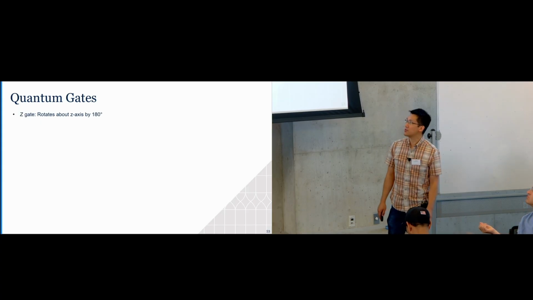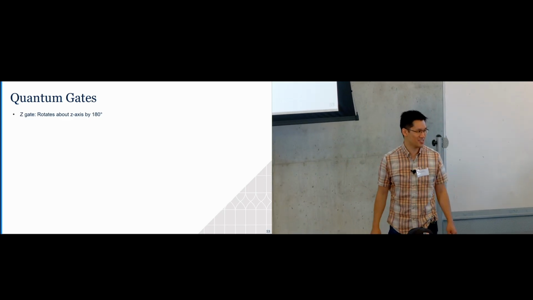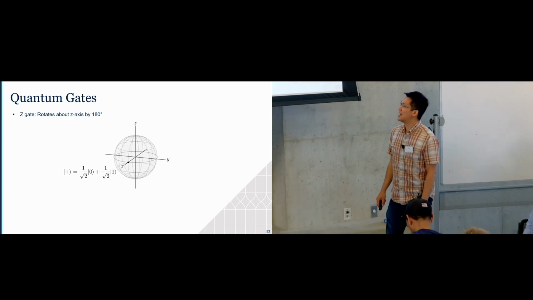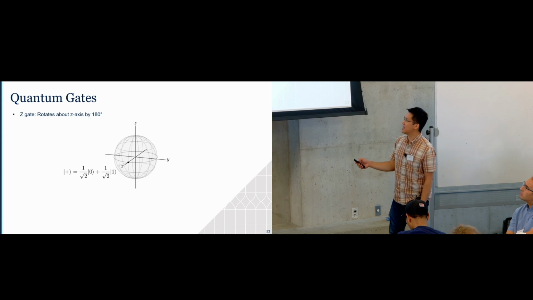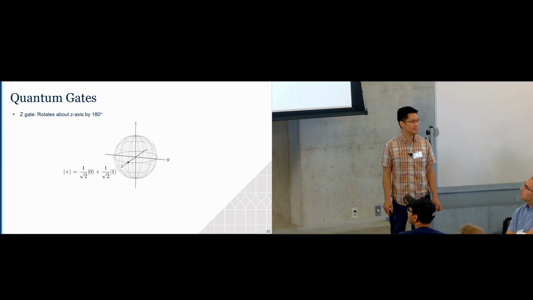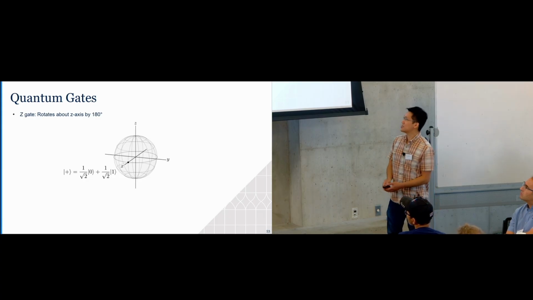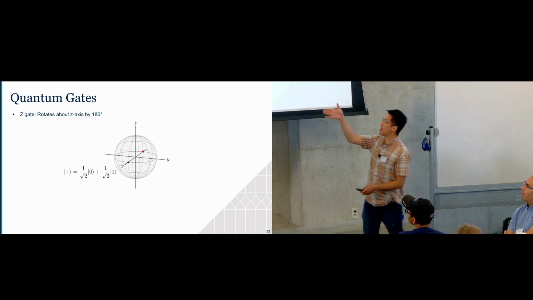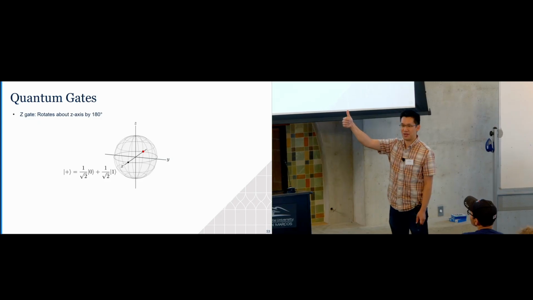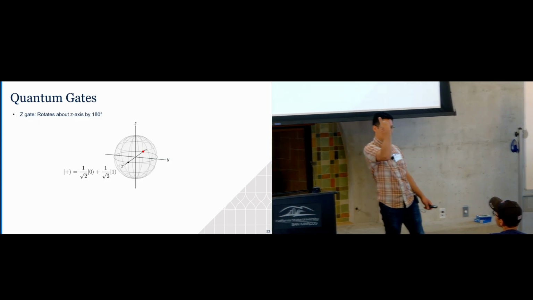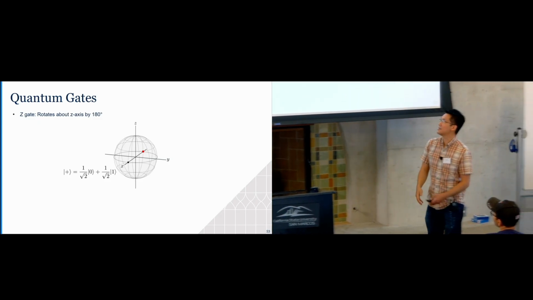A z gate rotates around the z-axis by 180 degrees. So let's look at the plus state here on the x-axis. If we rotate this around the z-axis by 180 degrees, where does it end up? Yeah, it ends up on the back there, on the negative x-axis. Again, you grab the z-axis like that because it points up, so my thumb is up, and it rotates around like that to get to the back.